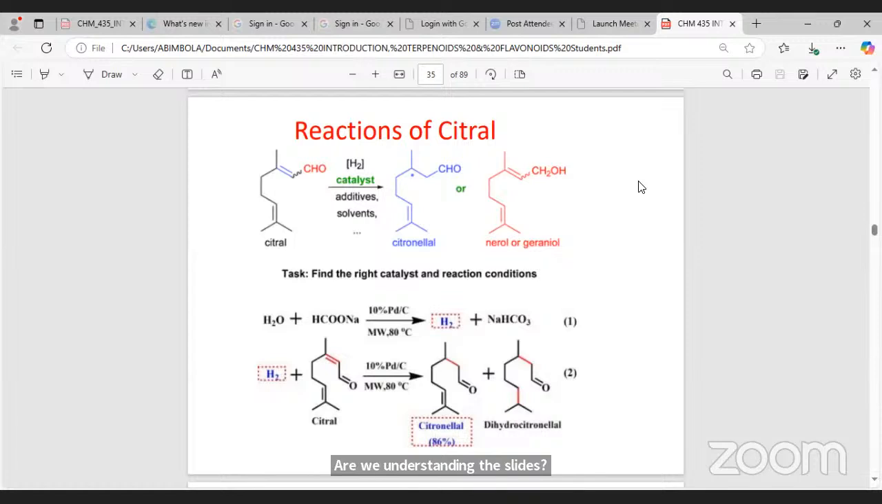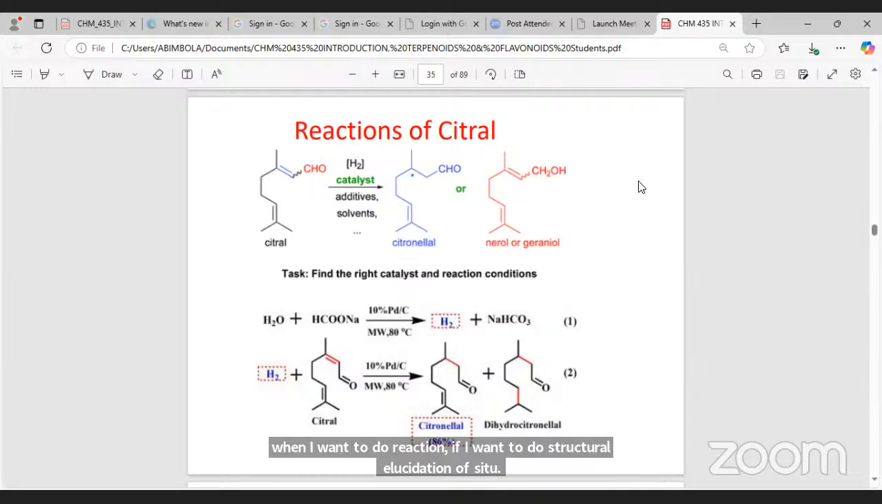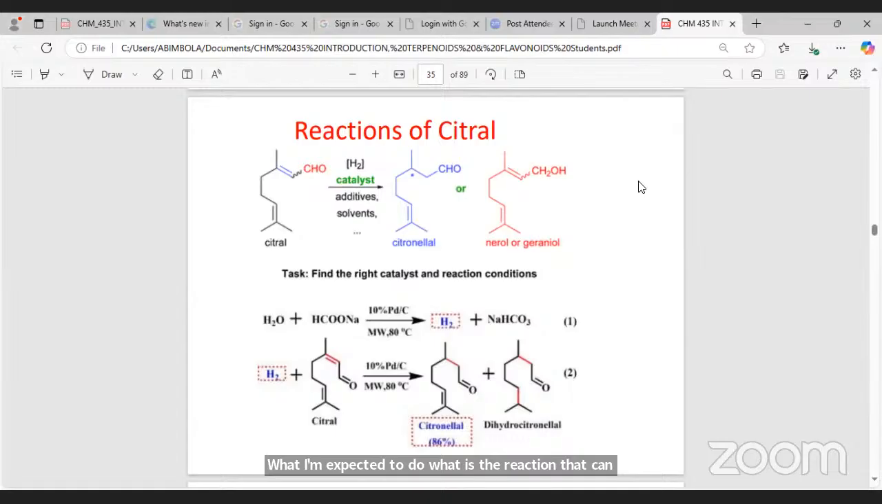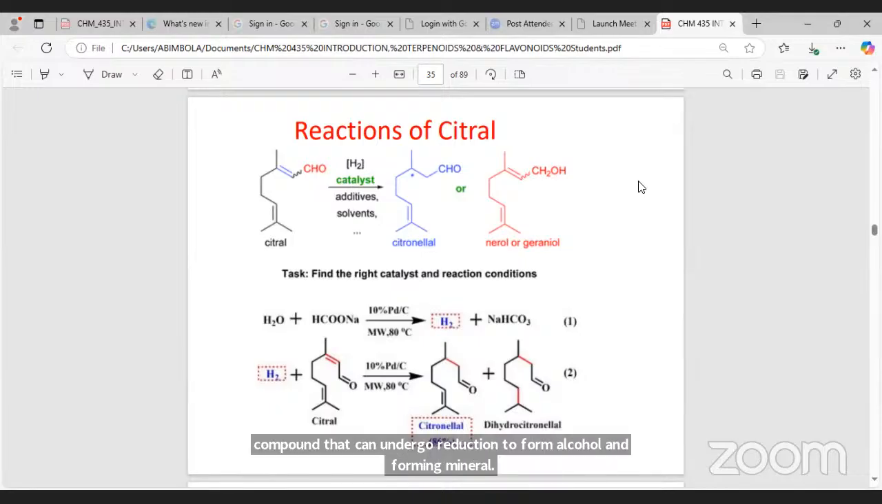So if I want to do structural elucidation of citral, what am I expected to do? What is the reaction that citral can undergo and what will form? I can do hydrogenation either to form citronellal or to form nerol or geraniol. I am doing structural elucidation because I'm using this reductive reaction to validate the structure of citral. I'm saying that citral has a double bond when I'm forming citronellal. I'm saying that citral has a carbonyl compound that can undergo reduction to form alcohol when I'm forming nerol. Let's go to the next slide.